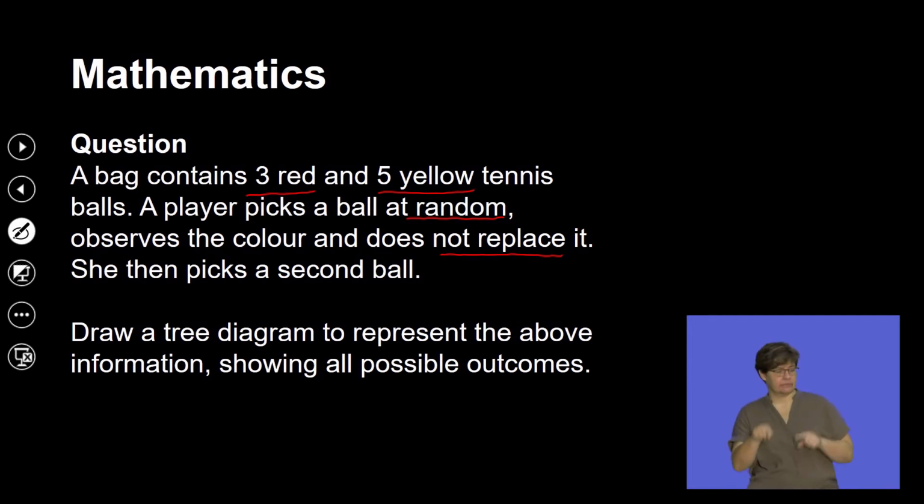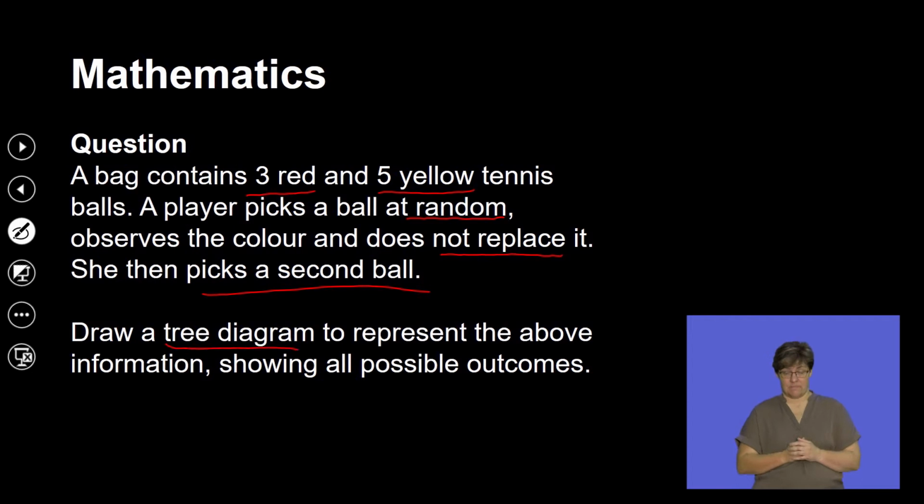And she then picks up the ball, she puts it to one side, and then she does not replace it. She doesn't put it back into the bag, and then she picks up a second one. Now, we're asked to draw a tree diagram to represent the above, showing all the possible outcomes. And so that's exactly what we're going to do.